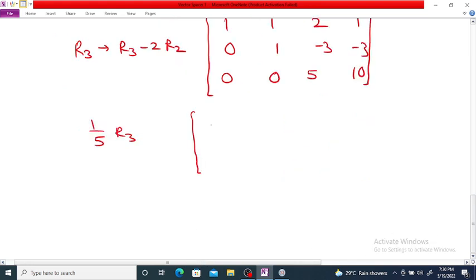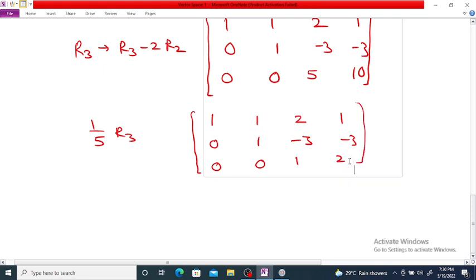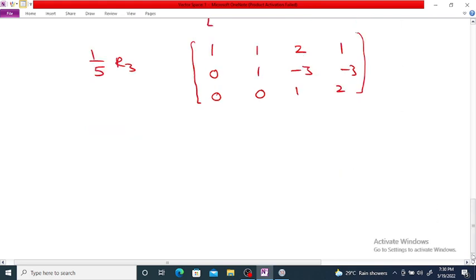the matrix 1 1 2 1, 0 1 minus 3 minus 3, 0 0 1 2. Now this matrix is in row echelon form, and here the rank of AB is equal to the rank of A, which is equal to 3, which is equal to the number of variables, and therefore the system has a unique solution.